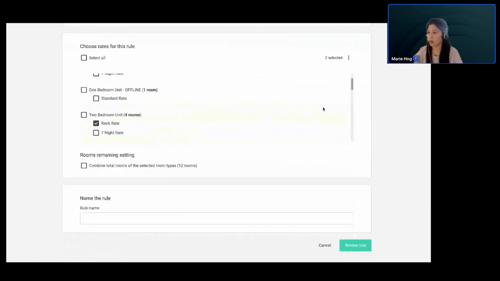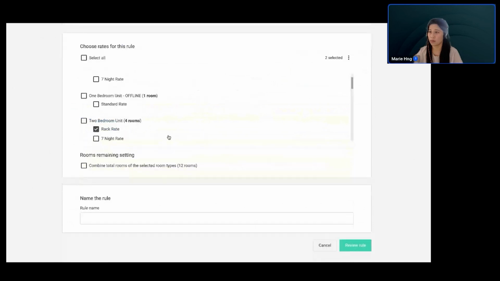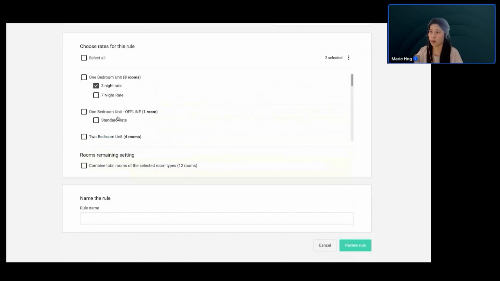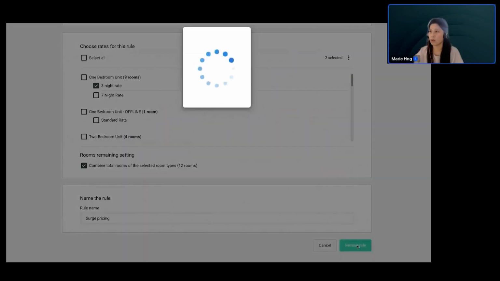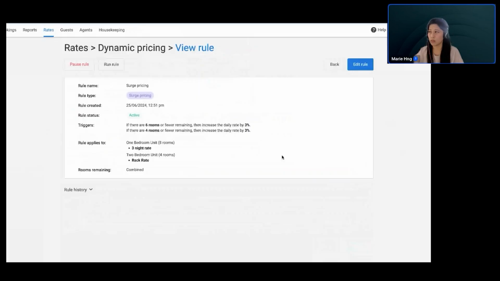Okay. Now, once you've done that, you've got your triggers set up, and you've ticked which ones you want to apply the rule to. So if you're selecting multiple room types, you can also combine the room types. So essentially now I'm working with a combined inventory of 12 rooms. Then you put a name on it, review the rule, and create the rule. Okay, so your rule is essentially set up.